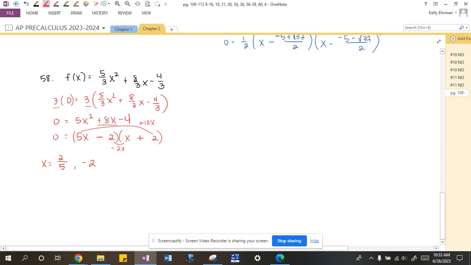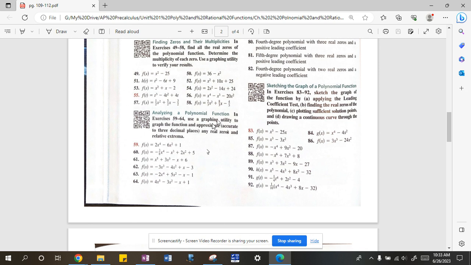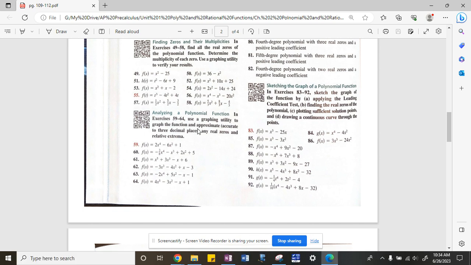If 5x minus 2 equals 0, you would add 2, divide by 5 to solve for x. Each of those have a multiplicity of 1. So that finishes that section. Our next problem is number 60. So 60 says, use a graphing utility to graph and approximate the functions. I can't do this at this time with my graphing calculator on my screen, but I will put this into Desmos and show. Again, my graphing calculator, it's summertime and it's not working.